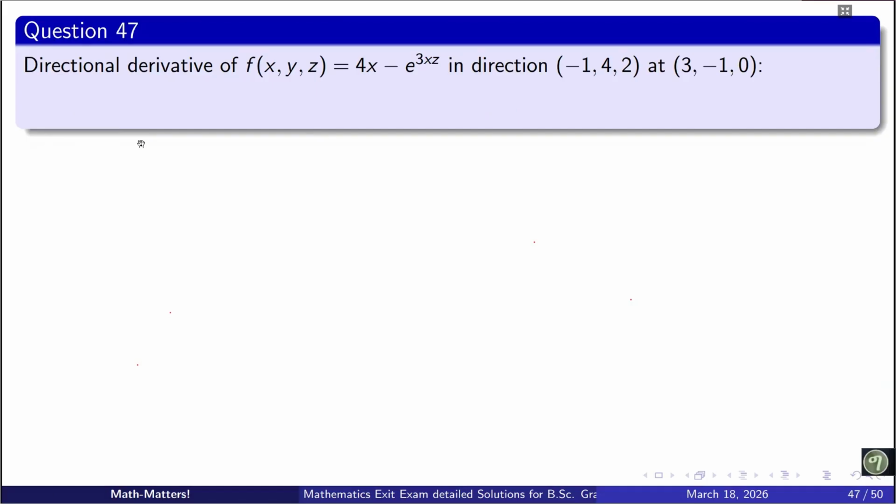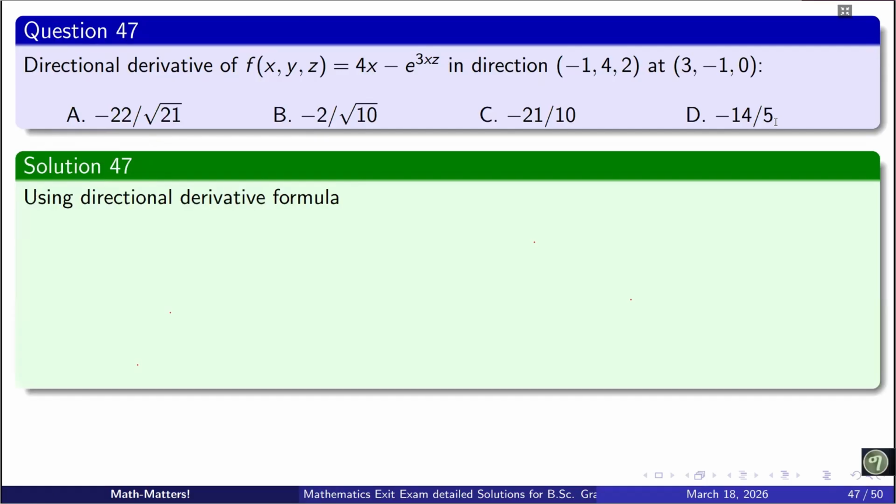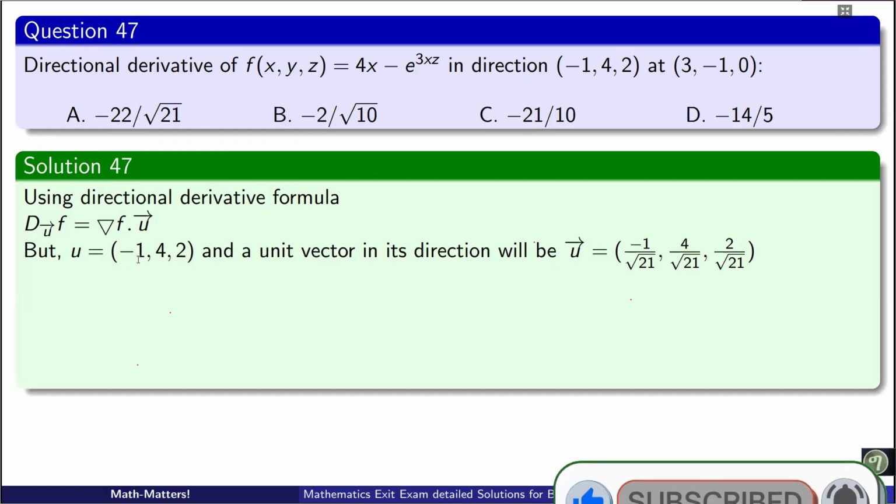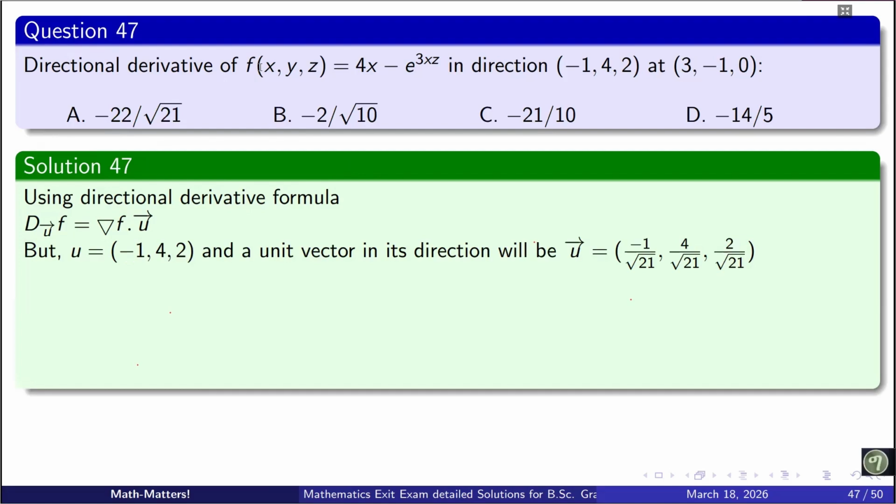And next, the directional derivative of f of x, y, z equals 4x minus 3 e to the power of 3xz in the direction of (1, -1, 4, 2) at (3, -1, 0). These are the alternatives. Using the directional derivative formula, the directional derivative of f in the direction of u is equal to the gradient of f dotted with the vector u, where u is the unit vector. But u is given as (-1, 4, 2), because we are asked to find the directional derivative in the direction of this vector at this point.